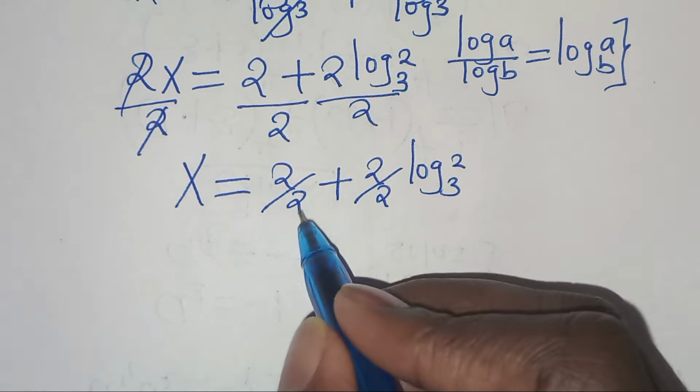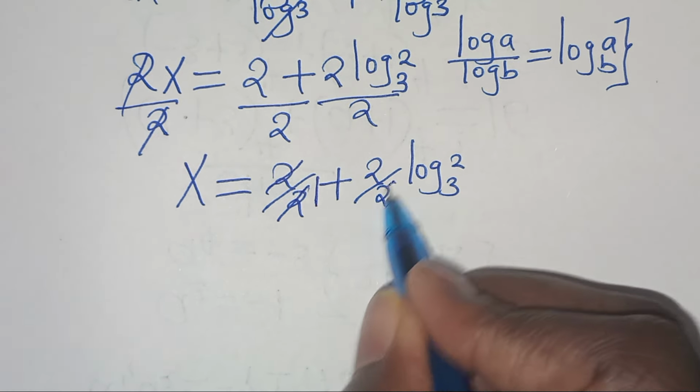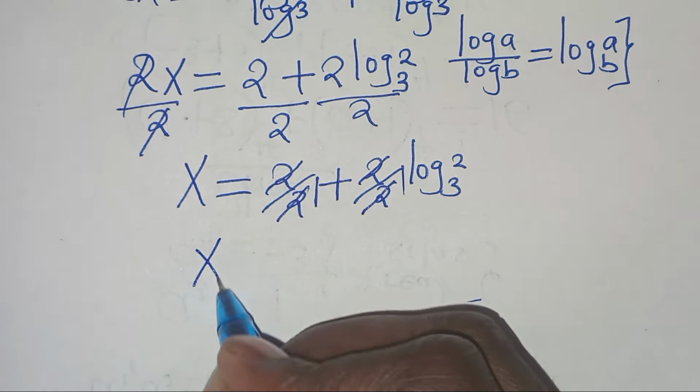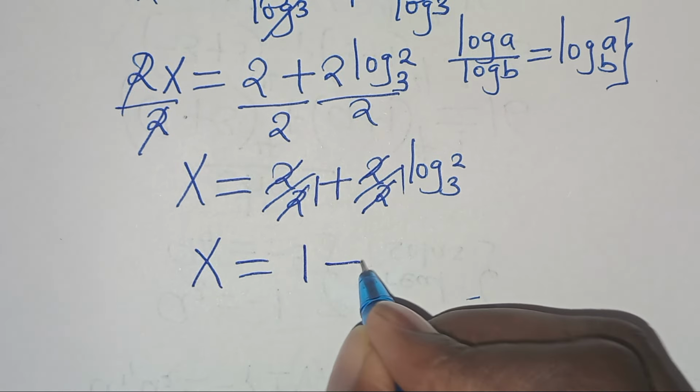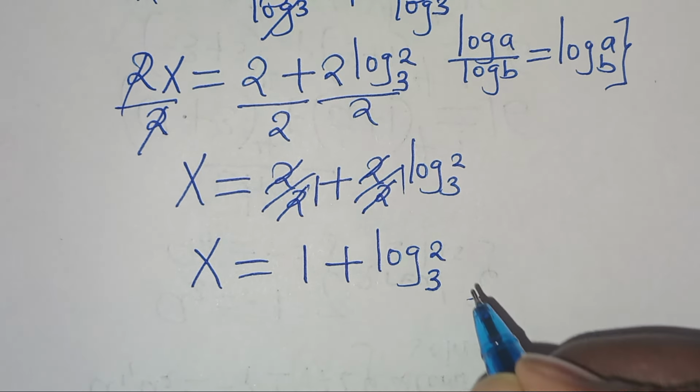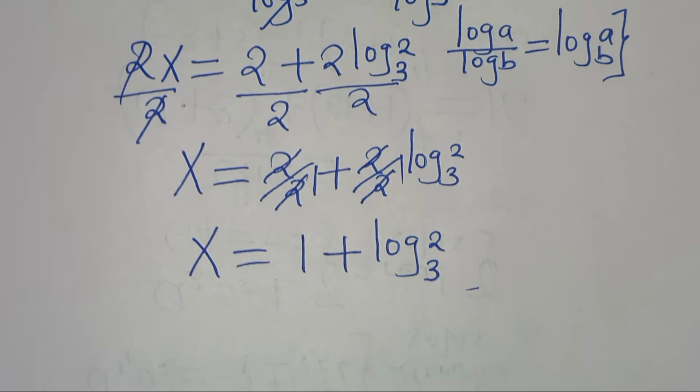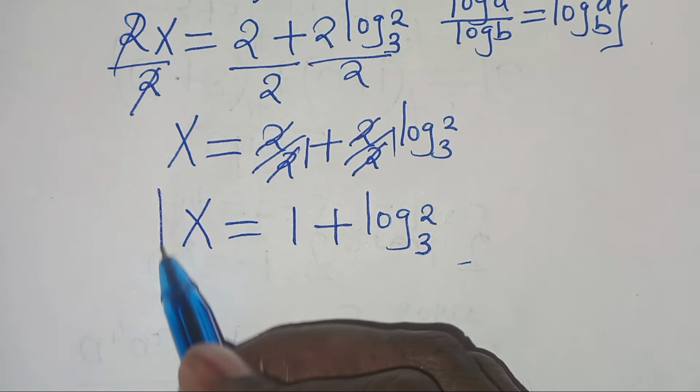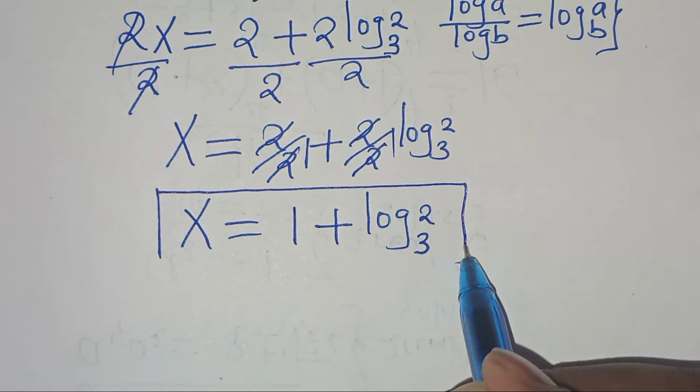So we can divide here. 2 divided by 2, this is 1. This is also 1. And this means that x is equal to 1 plus log 2 to base 3. Now this is the value of x.